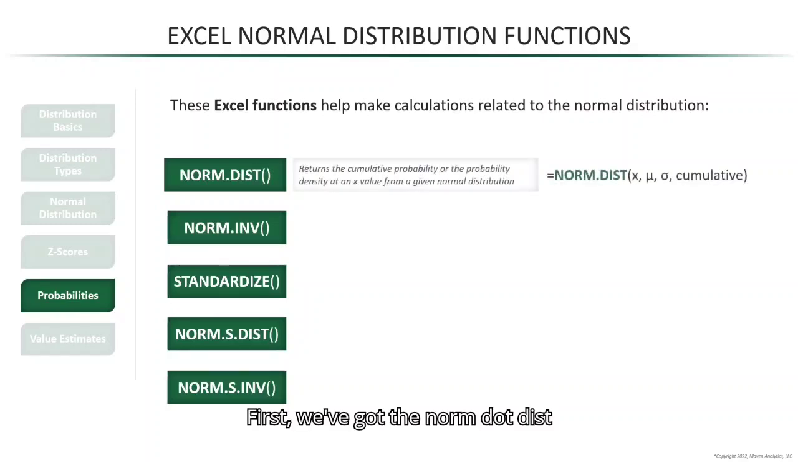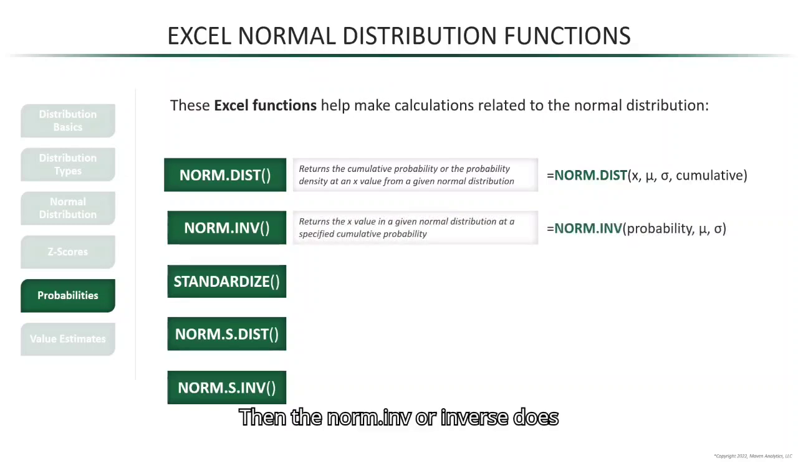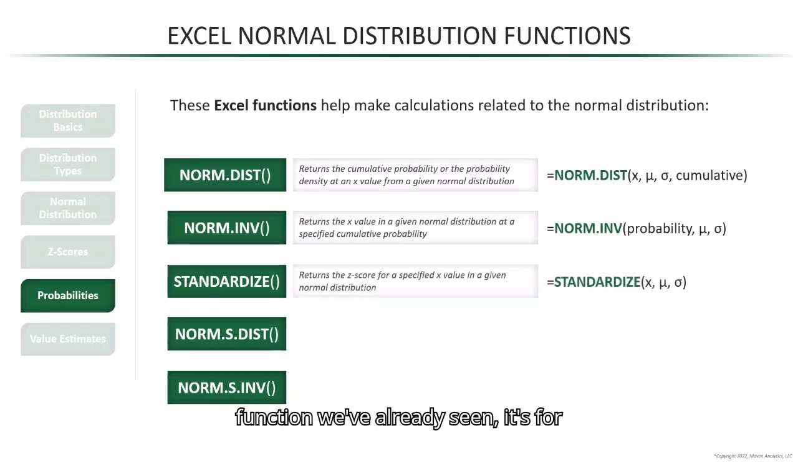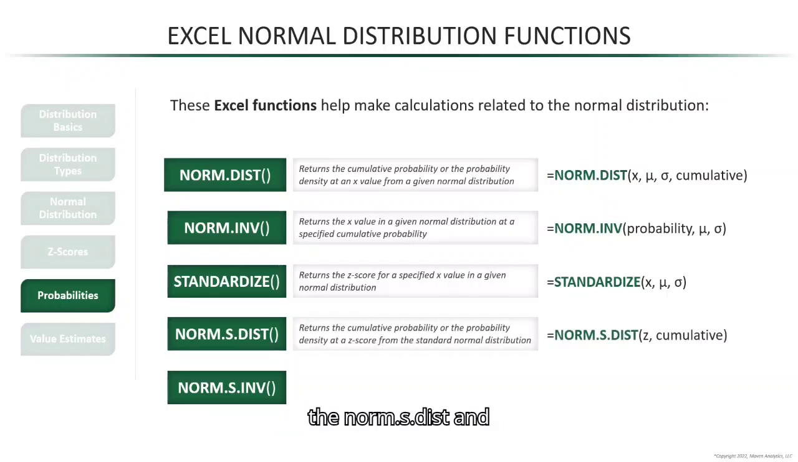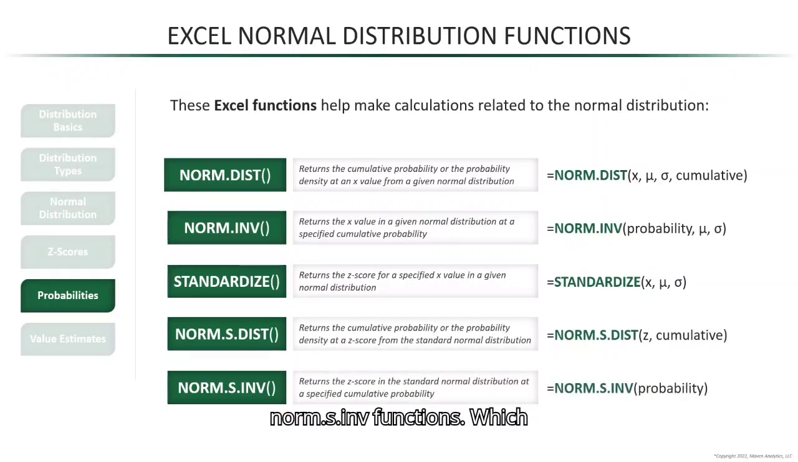First, we've got the norm.dist function, which stands for normal distribution, and that one basically helps calculate probabilities for values in a normal distribution. Then the norm.inv, or inverse, does the opposite. It returns a value from a normal distribution based on a probability. Now the standardize function we've already seen. It's for calculating z-scores. And then we have the norm.s.dist and norm.s.inv functions, which are the same as the first two, but for the standard normal distribution.